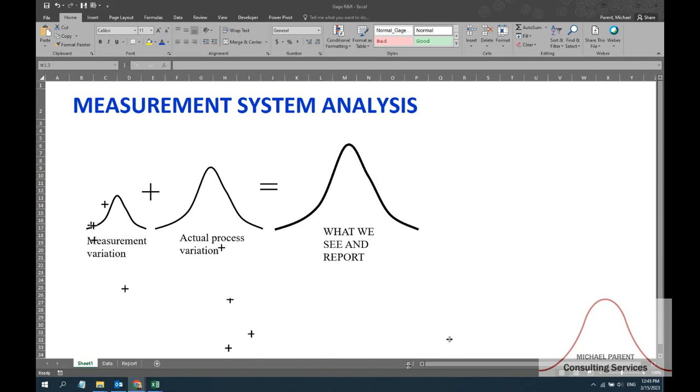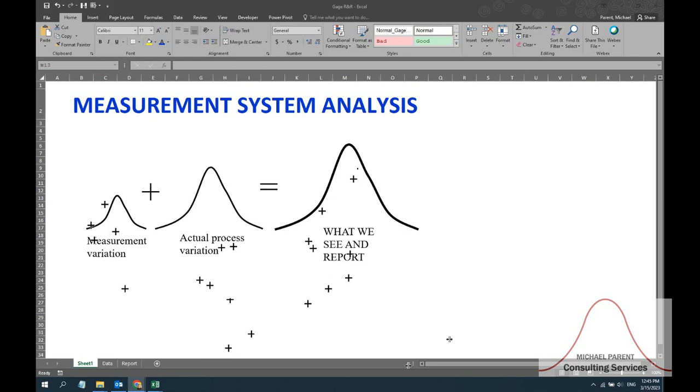And what happens is we get kind of this additive function, right, where we're capturing the process variation, we're capturing the measurement variation, and then we're reporting, and most importantly, we're making decisions on our result, which is both of these variations. And this can be very costly to businesses and manufacturing facilities, because if we're making decisions on reported data that have excessive measurement variation, we could be making the wrong decisions.